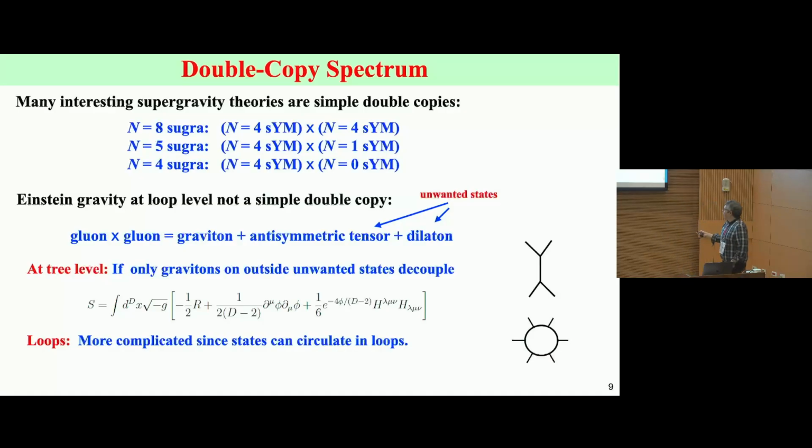Okay, and at tree level, that's not really a problem because what happens is, let's say you put gravitons out here on the outside legs, then if you look at the action for gravity coupled to the antisymmetric tensor and the dilaton, you'll see that, in fact, it decouples completely. But at loop level, you can't do that because the antisymmetric tensor and dilaton can circulate. You have to figure out how to get rid of it.